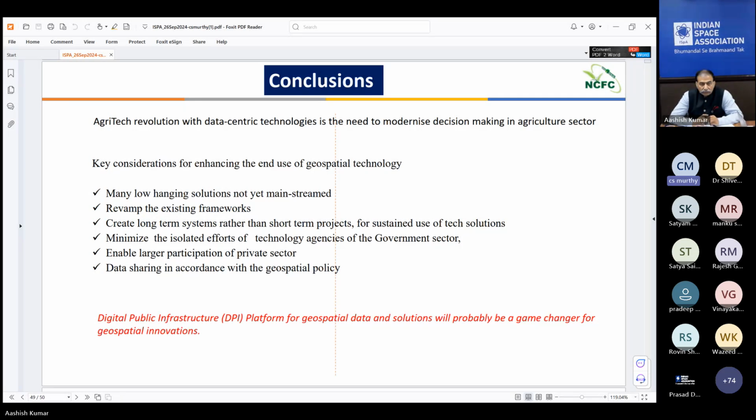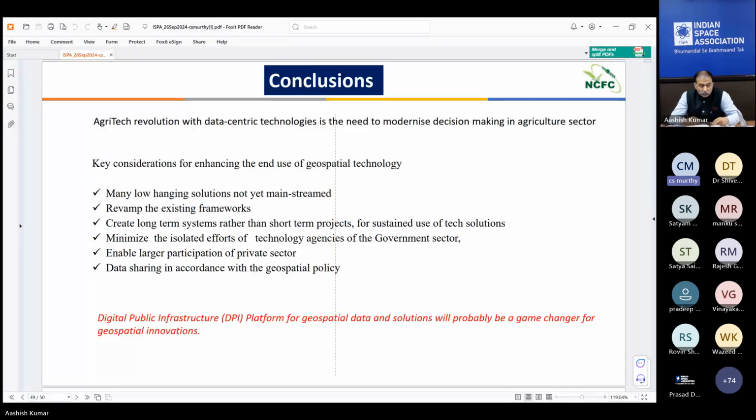So the conclusions are obvious, you know very well. What we require today is an agri-tech revolution in the country with data-centric technologies. At least this is the time. We have to do it in a very committed manner to modernize our decision-making process in the agriculture sector, decision-making by everybody, from farmers to policymakers. We have to modernize them with data. With the datafication of every process, every decision-making process should be driven by data and data solutions, because today a lot of data is available. Of course, the big challenges are silos and not sharing. These challenges have to be resolved.